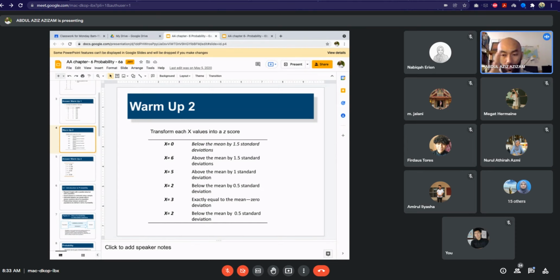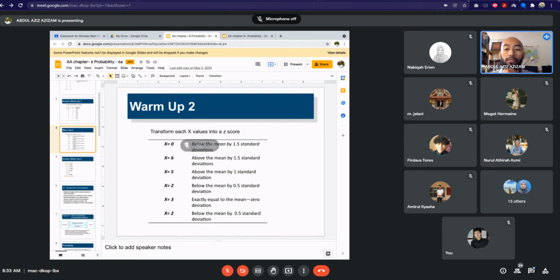This topic has a little theory and a little calculation. So, if you look at the Google Classroom, I posted the materials regarding the statistical table. Are you aware of that?